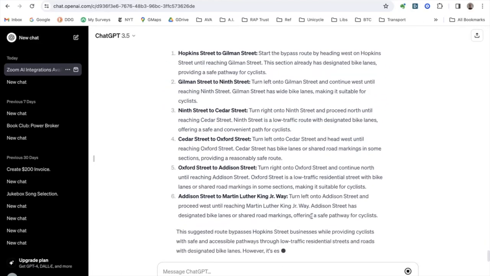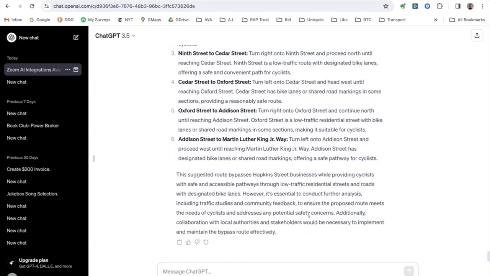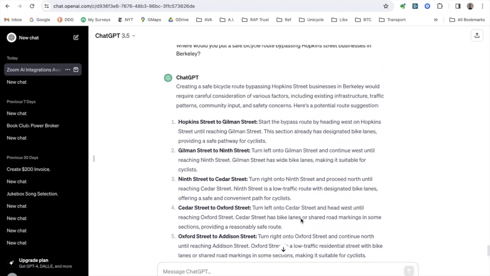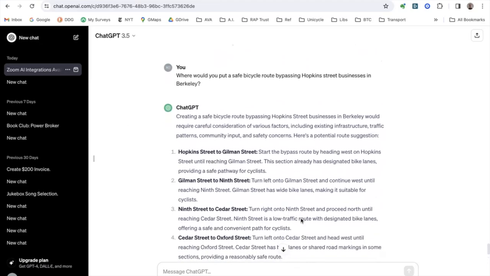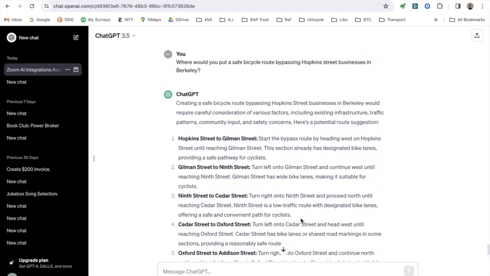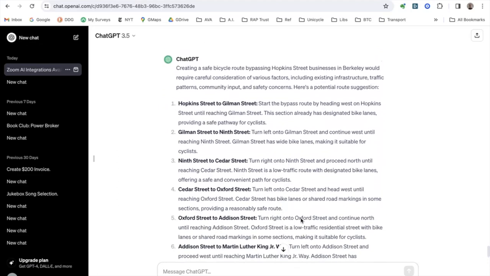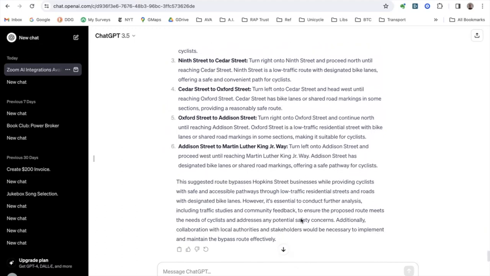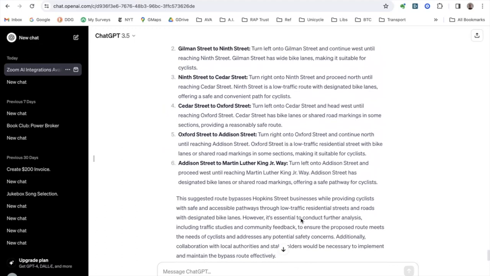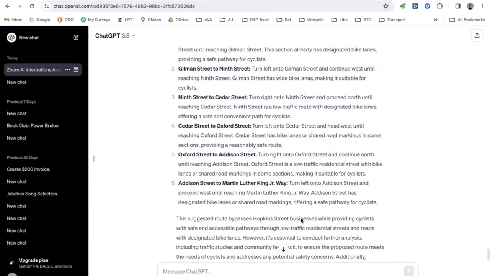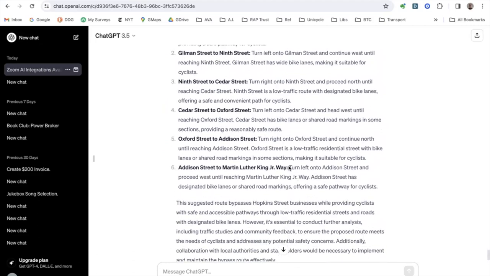There you go. It's coming up with specific recommendations. I think we'd have to look at them to figure out if they actually make sense. Hopkins Street to Gilman Street. These are real places. Well, that's pretty interesting. It is coming up with specific routes. It's not the route I had in mind, wasn't any of these, but anyway, that's kind of interesting.